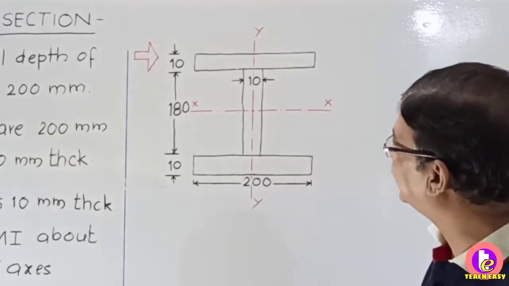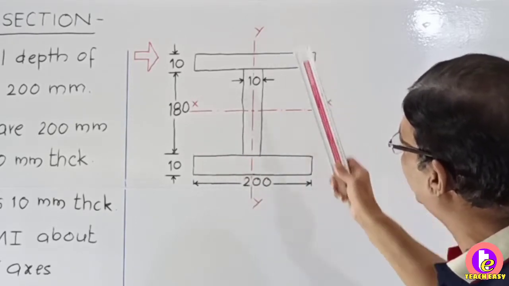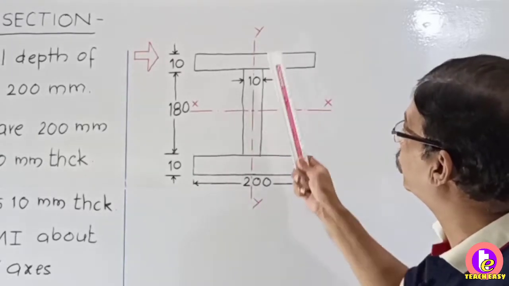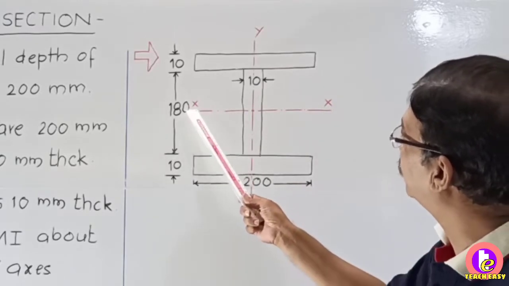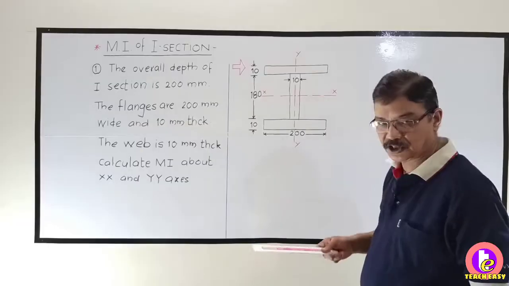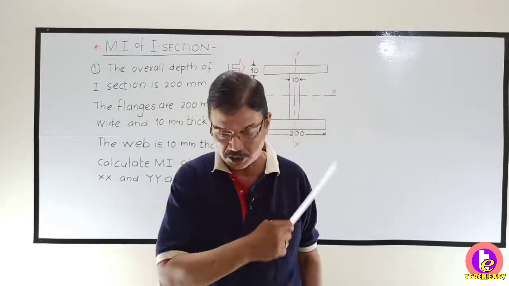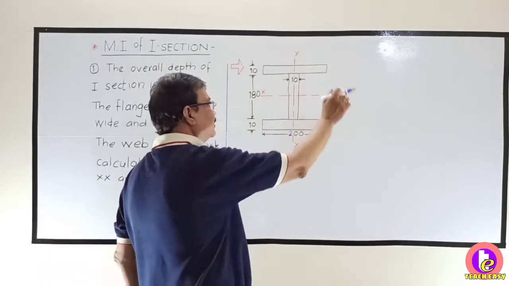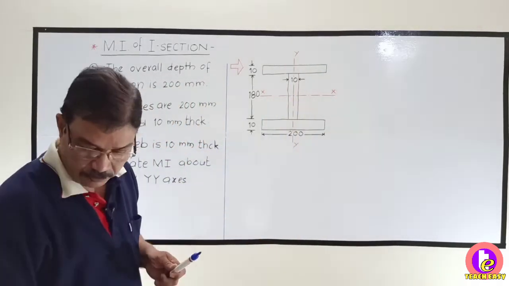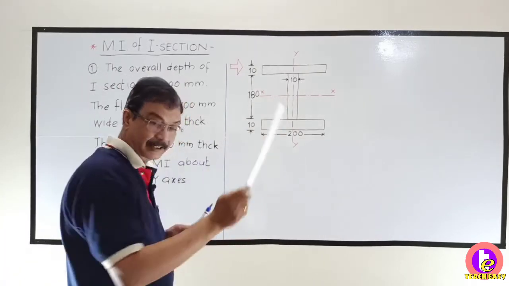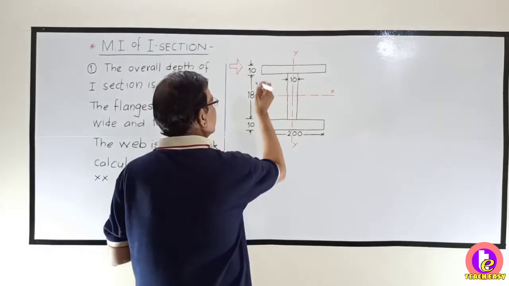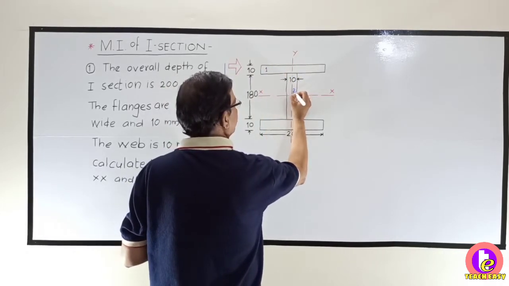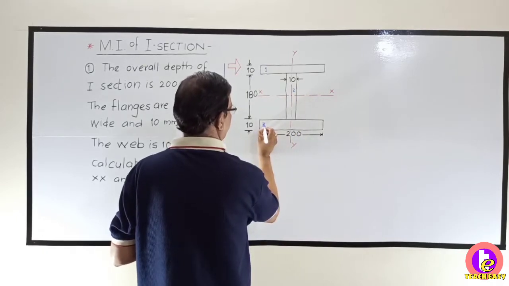Now, here you can very clearly see that with these two xx and yy axes shown, you can fold the figure so that one part is a mirror image of another part. So, this particular section is symmetrical about xx axis as well as about yy axis. Now, let us see how to find out moment of inertia of this I section. Let us say that this is a composite figure which consists of three rectangles, 1, 2 and 3, that is the basic geometric figures. I will say that this top flange is part 1, this web is part 2 and the bottom flange is part 3.